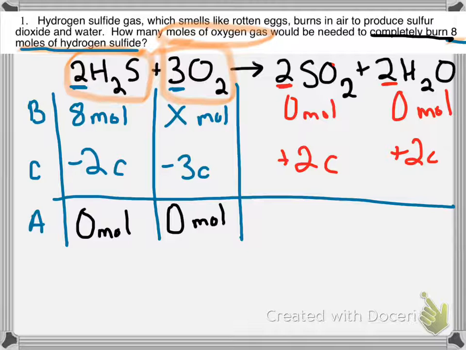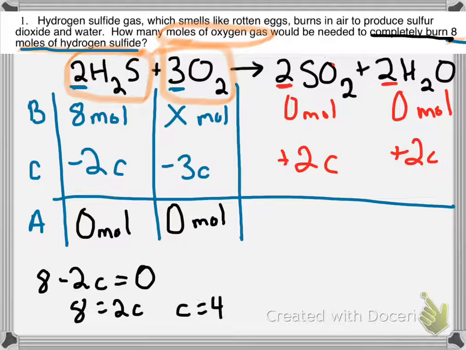So now I have a convenient equation. I have 8 minus 2C equals 0. So I can solve for my C. So 8 equals 2C, so C equals 4 moles. So my C here is 4 moles. And you can see that because 8 minus 2 times 4, which is 8, gives me 0. So that makes sense.